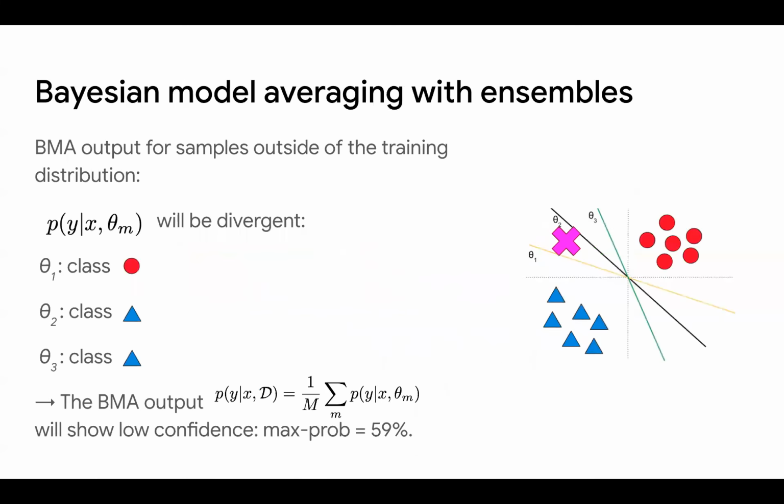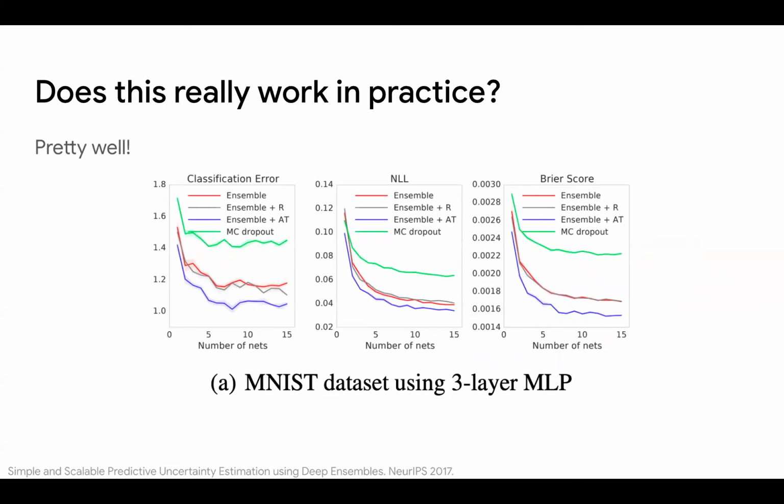Okay. So that's it for the ensembling, right? Now we take a look at whether that's actually working in practice. And here we have some results. We are looking at classification error, NLL (negative log likelihood), and Brier score. These are proper scoring rules. Now we have the number of nets in your ensemble. I didn't really go into all the details of ensemble plus R or ensemble plus AT or MC dropout. We're going to talk about that later on.